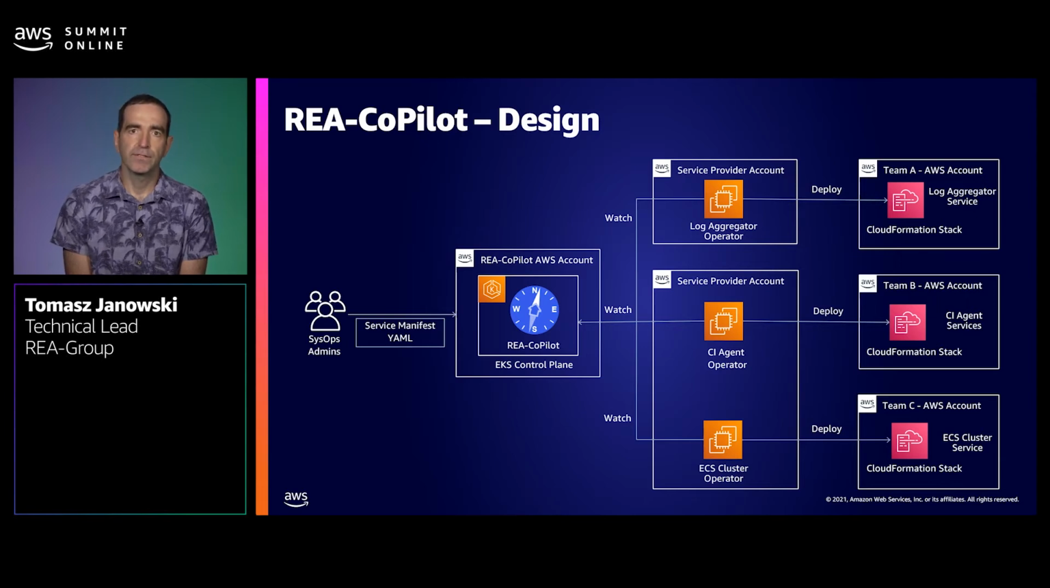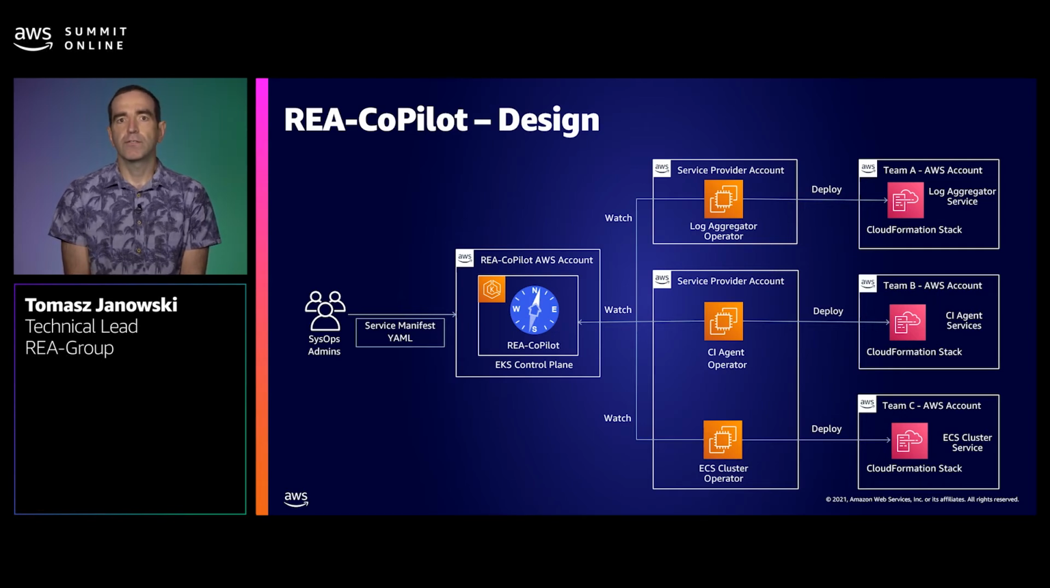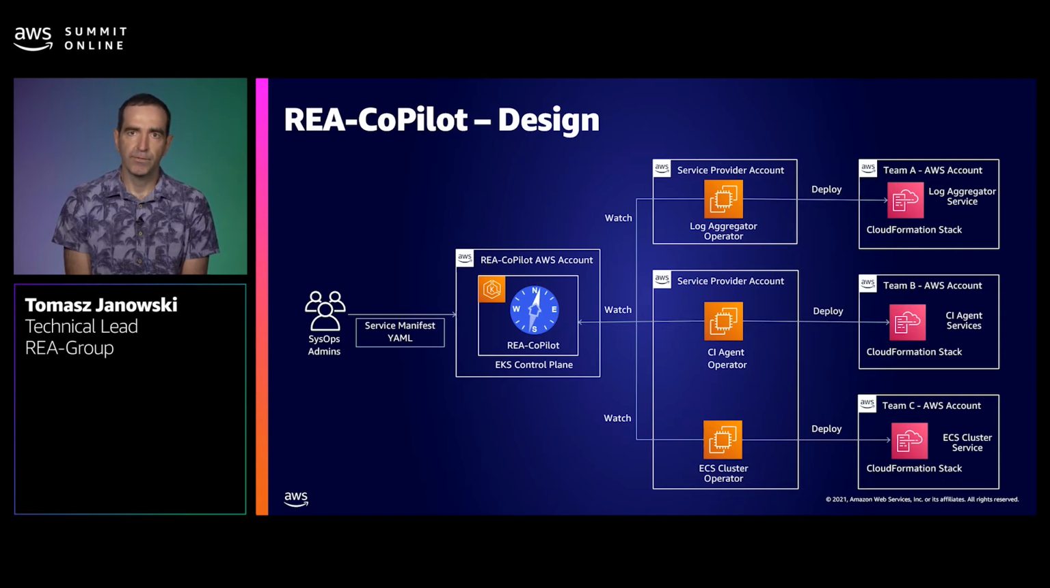Operators are simple applications that continuously watch for config changes in the control plane. They are responsible for deploying a single CoPilot service in AWS accounts. Typically, the operators manage CloudFormation stacks created from an embedded template. Stack parameters are derived from the config stored in CoPilot. In REA, we run service operators on ECS with Fargate in accounts owned by the service providers. Operators could also be deployed to EC2 or Kubernetes pods.